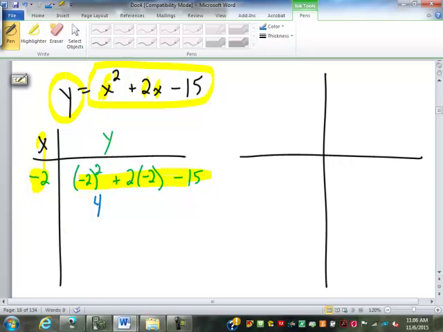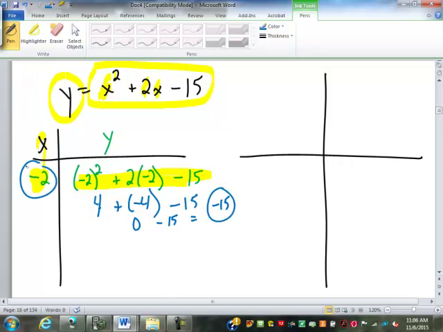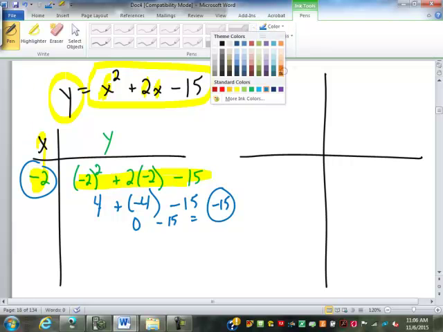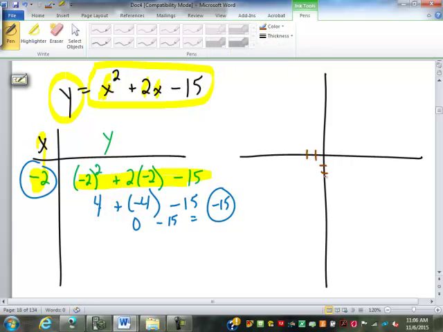Yes. 2 times -2 is, that one is a -4. Positive times a negative. Then minus 15. Well, 4 plus -4 is 0. Minus 15 is -15. That point is probably not horribly useful to us right now. I guess I do have room on this graph, but on most of the graphs we use, we wouldn't have room to put a -15 down there for y. So this is the ordered pair, -2, -15.